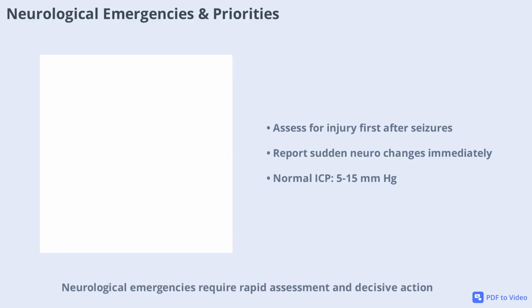Neurological emergencies require rapid assessment and decisive action. For patients experiencing seizures, the nurse's first priority is to assess for injury, especially head trauma, before documenting or notifying the provider. In cases of head injury, signs like a sudden change in consciousness, severe headache, or abnormal vital signs must be reported immediately. Monitoring intracranial pressure (ICP) is critical.